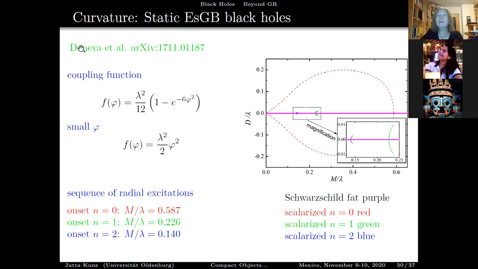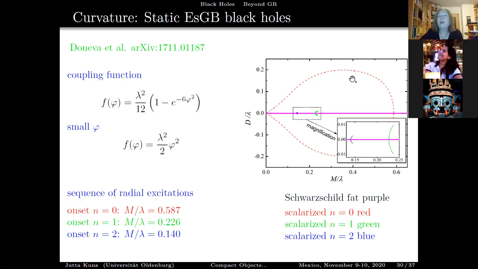Here, I've taken it from Doneva and collaborators. And this is the dilatonic charge, always scaled with a coupling constant. Here we have the mass scaled with the coupling constant. And of course, Schwarzschild doesn't have a dilatonic charge. So we just have the zero line, this is Schwarzschild. But as soon as we have scalarization, we do have here this scalar black hole.